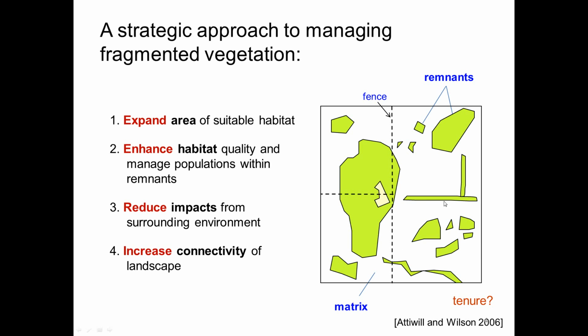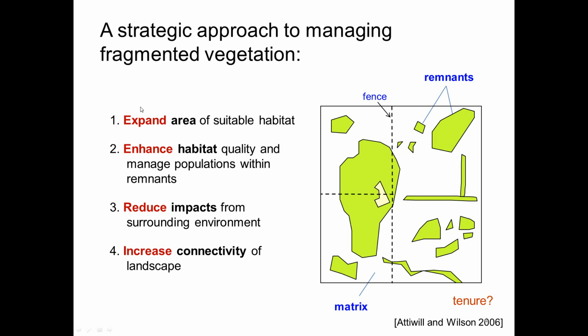In between our patches, we have what we'll call matrix, or an area that's been modified or cleared by humans. It's not particularly suitable habitat for a lot of our species. That might well be just cleared areas for agriculture, it might be housing developments, it could be anything.